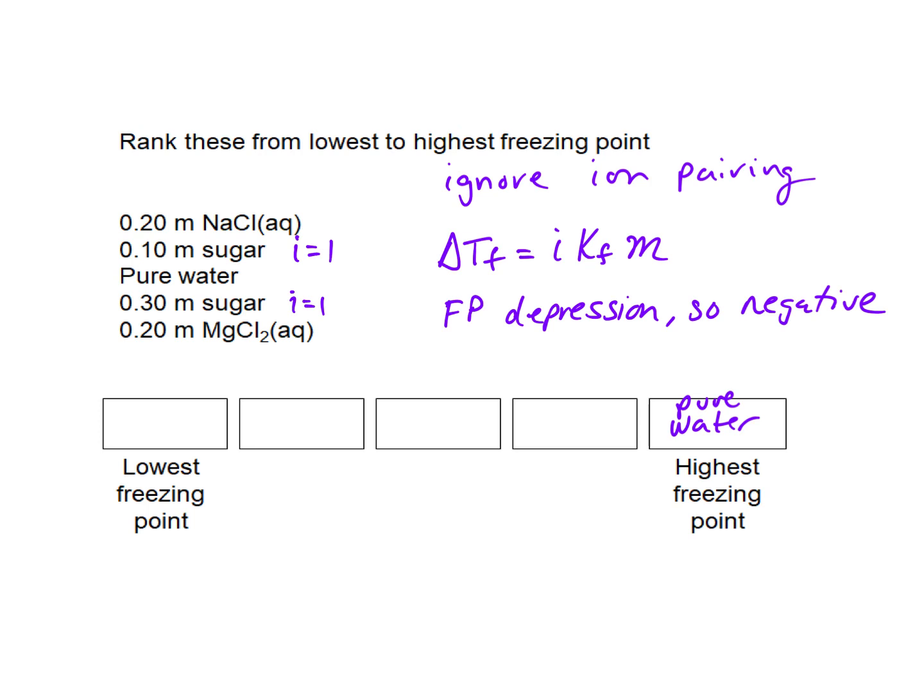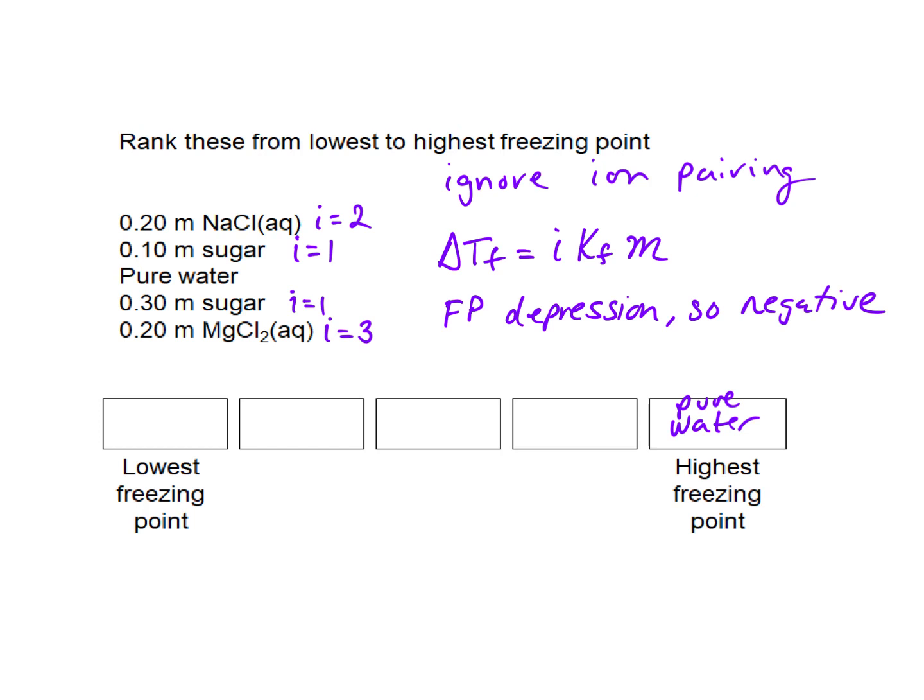What about for sodium chloride? Again, ignoring ion pairing, i equals 2. And for magnesium chloride, i equals what? So 1 magnesium ion, 2 chloride ions. Great.